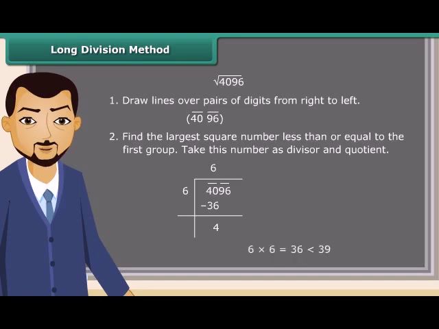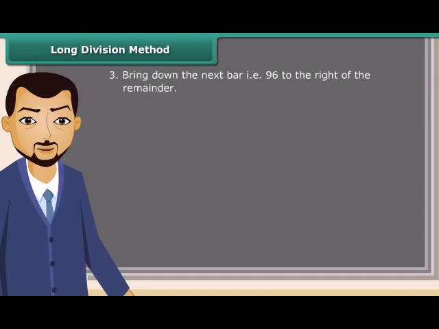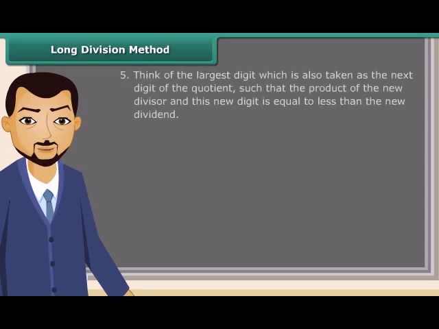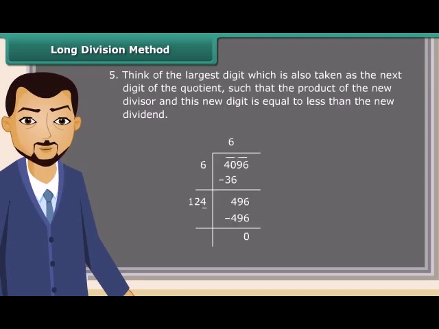Now subtract 36 from 40. After that, bring down the next bar, that is 96, to the right of the remainder. Now double the divisor. Next, think of the largest digit, which is also taken as the next digit of the quotient, such that the product of the new divisor and this new digit is equal to or less than the new dividend. Here we have 124 multiplied by 4 equal to 496. Since the remainder is 0, so the square root of 4096 is 64.